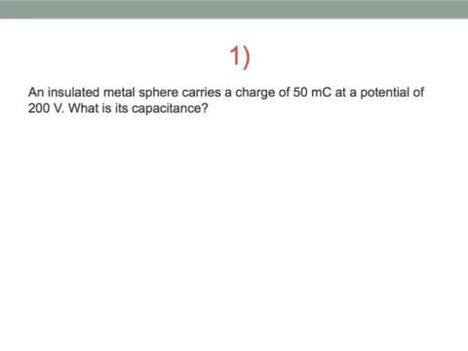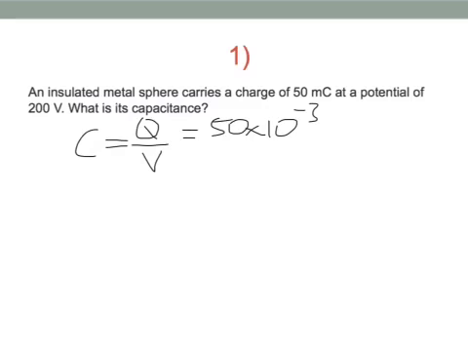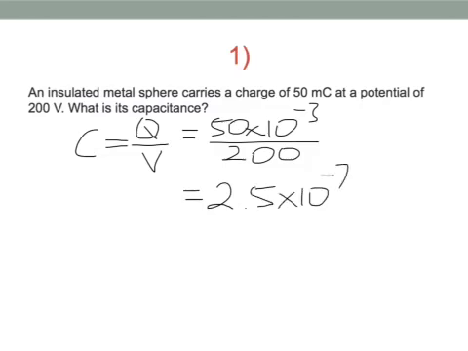What is its capacitance? Well, as we've seen, capacitance is defined as the amount of charge per unit volt that can be stored. So given the information here, we've got 50 millicoulombs, which we can write as 50 times 10 to the negative 3 coulombs divided by 200 volts, and so we get as an answer 2.5 times 10 to the negative 7 farad.